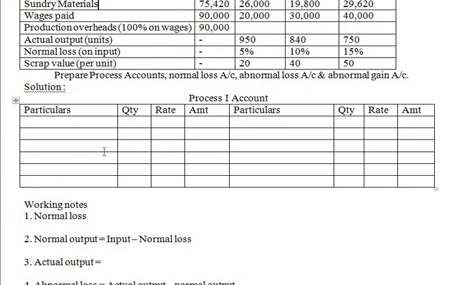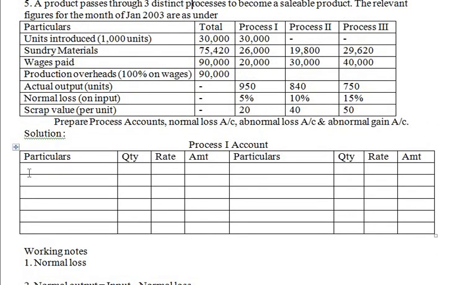Okay, now process 1 account. Always first we need to take to materials. Now materials quantity they have given is 1000. Rate they haven't given, but the amount is being given. Amount is 30,000. So we can find out the rate, 30,000 divided by 1000. So the rate will be 30 rupees.